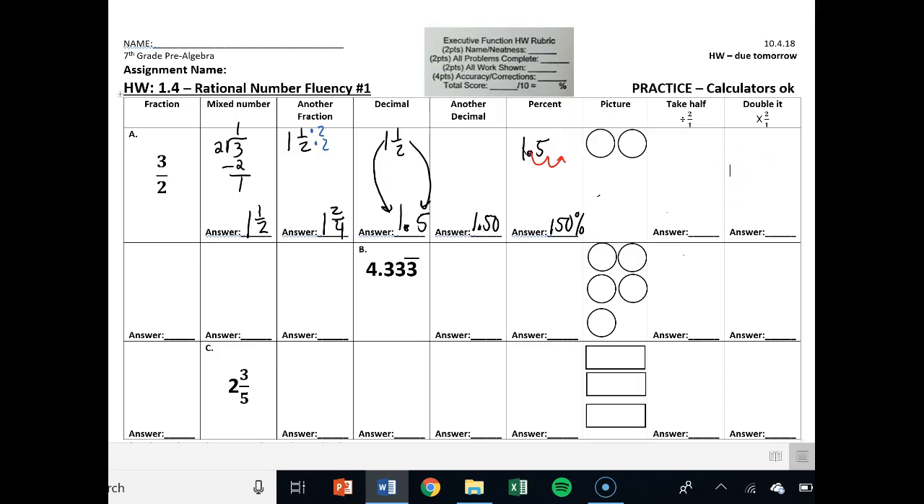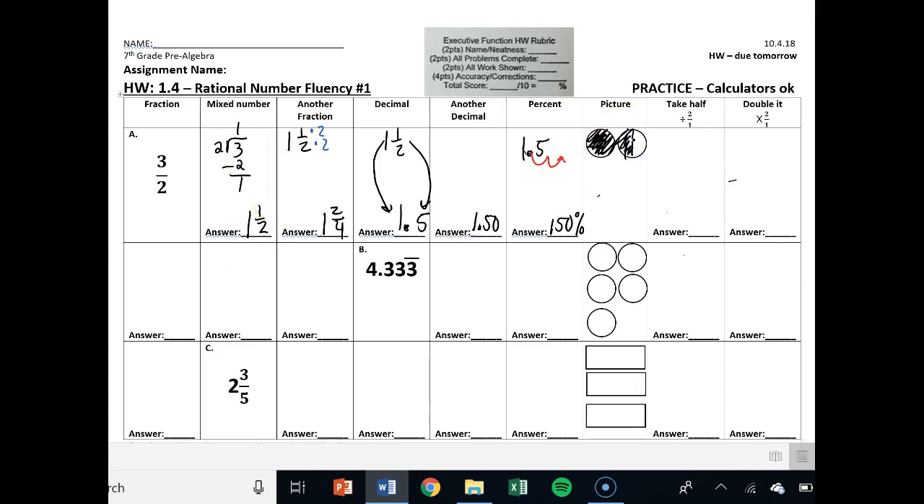For the picture, I'm going to go ahead and fill in one of these circles all the way, because that's my one whole, and then I'm going to divide my other circle into a half, maybe do a better job than I did right there, and fill in half of it, because it's 1 and 1/2, right? I get that from right there, 1 and 1/2.